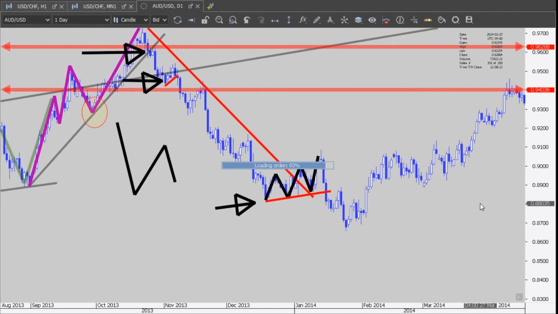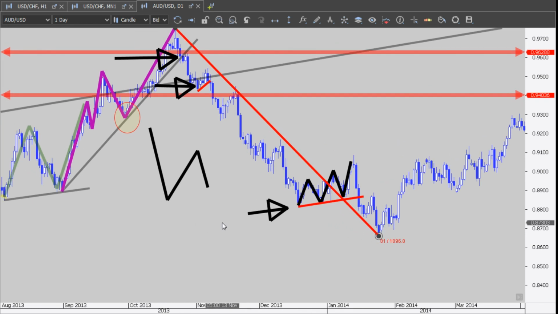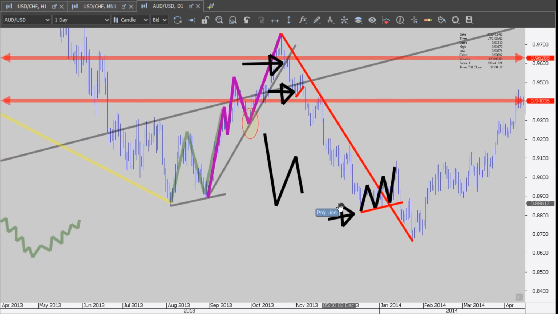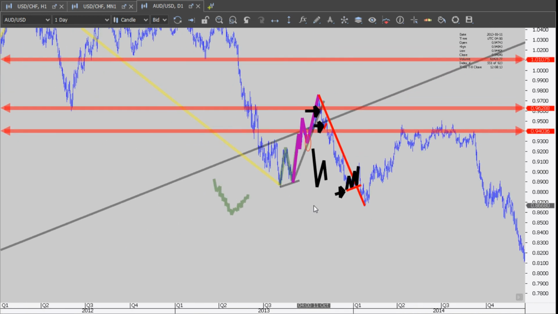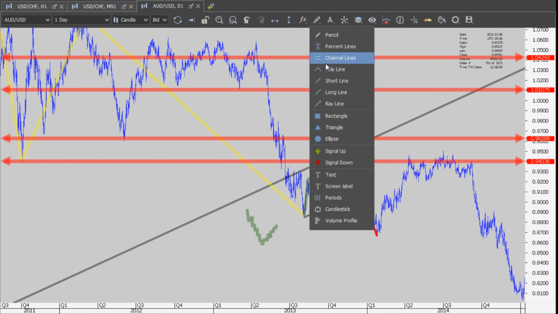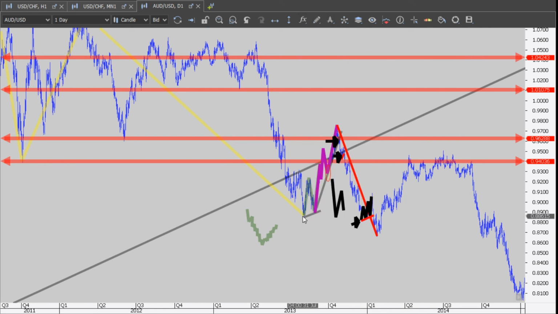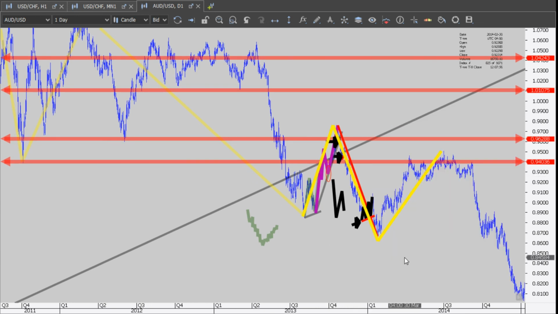AUDUSD daily chart. So this was the extension, right? Let's compress the chart. And yes, so the yellow line. The yellow line, right? Retracement, extension, retracement. This is the yellow line. There you go.